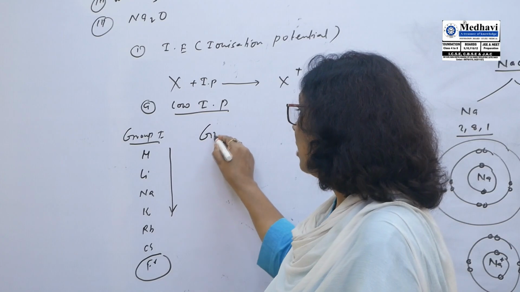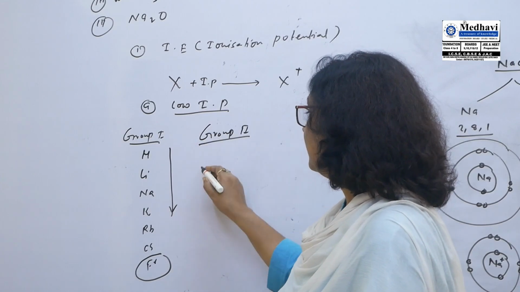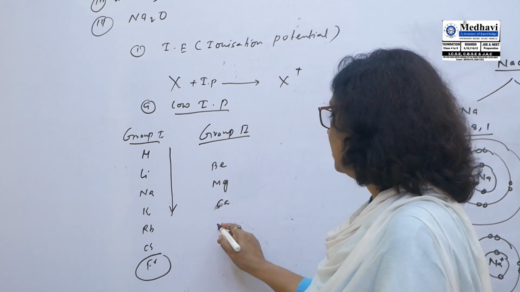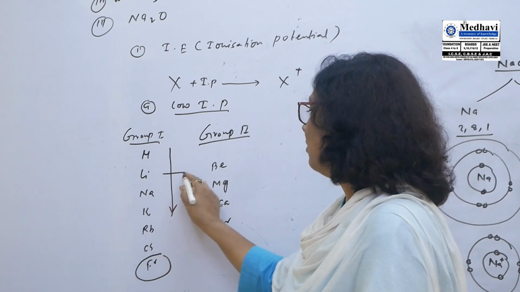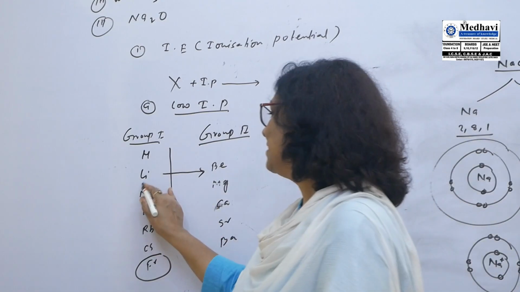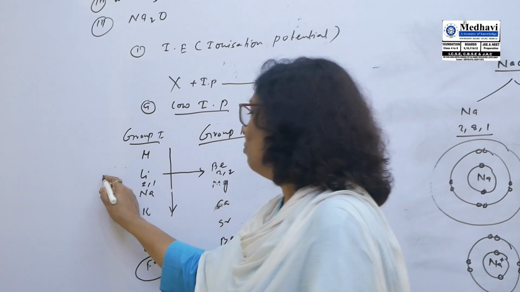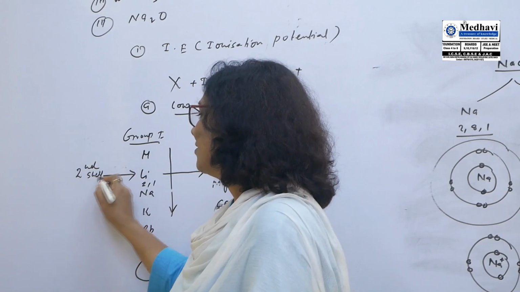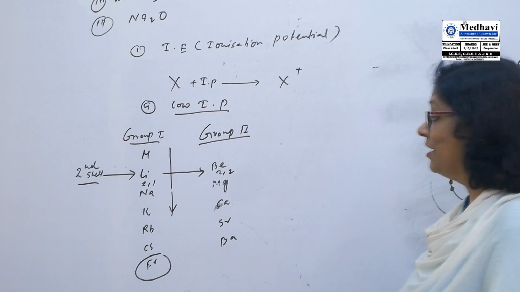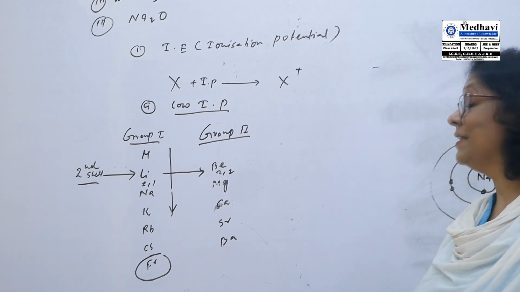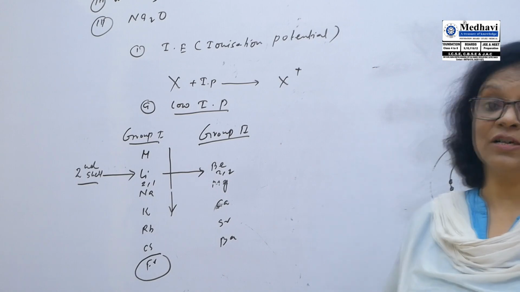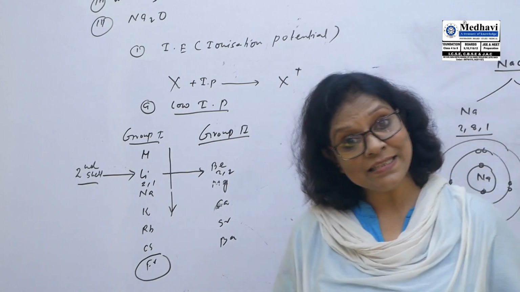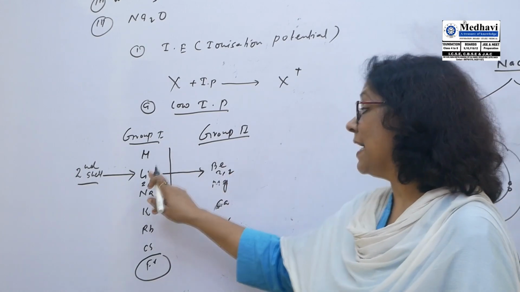Now across the period, take group 2: beryllium, magnesium, calcium, strontium, barium. When we move from lithium to beryllium, lithium has configuration 2-1 and beryllium has 2-2. Both belong to the second shell, the second period. So the size of lithium and beryllium is about the same, but the valence electrons increase. So the electrostatic force between the electrons and nucleus increases, and atomic size decreases. We can say that beryllium is smaller in size than lithium.